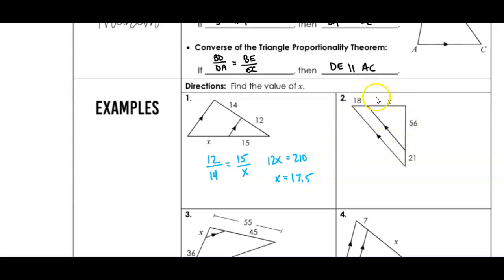Okay, so the same thing applies to number 2. If I take x and 18 and divide those, and I take 56 and 21 and divide those, I have 21x on one diagonal, I have 1008 on the other diagonal, and so x comes out to 48. All right, so that's pretty straightforward, I think, if you just take the parts and you divide them.